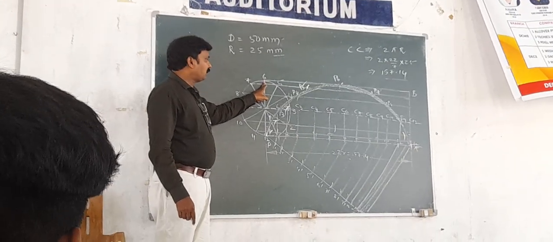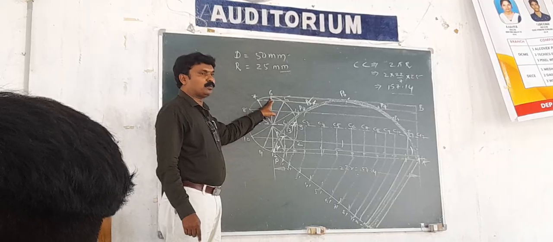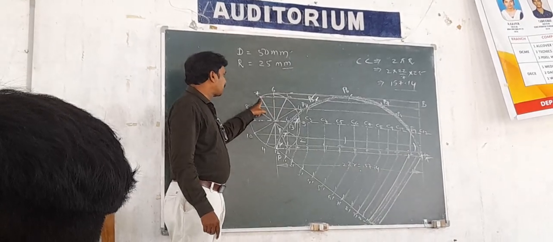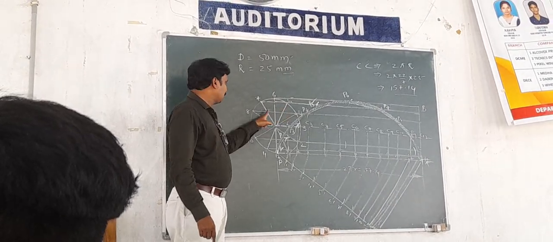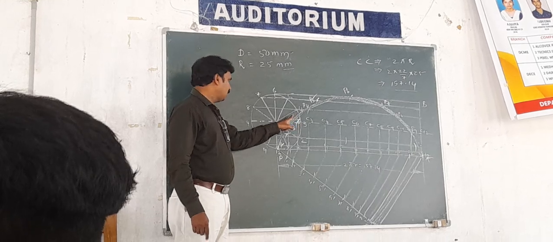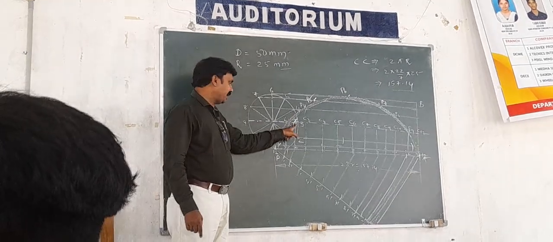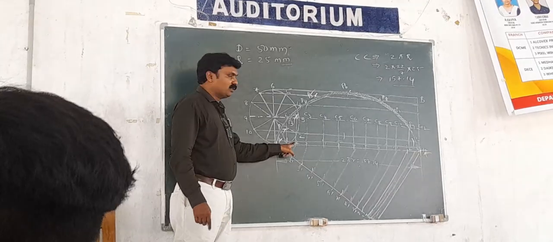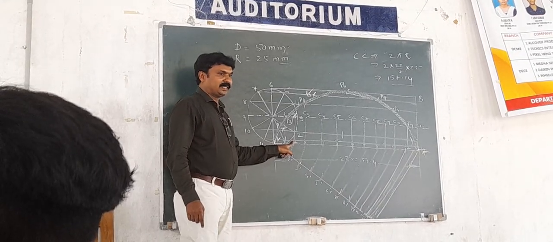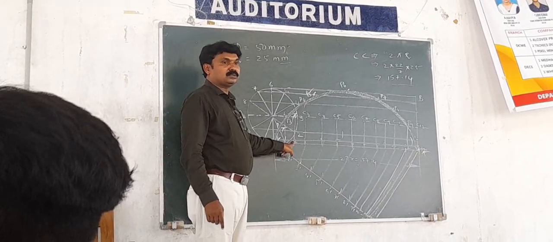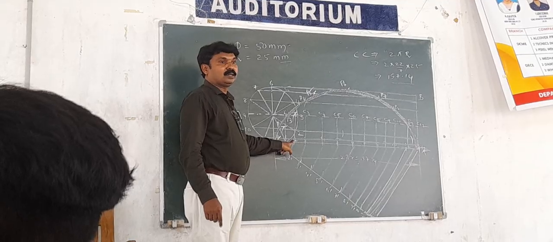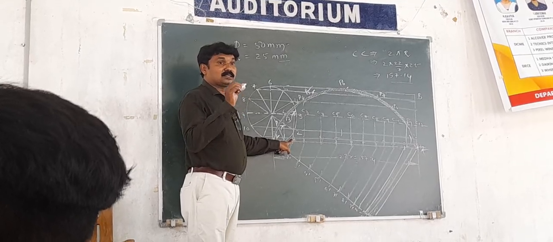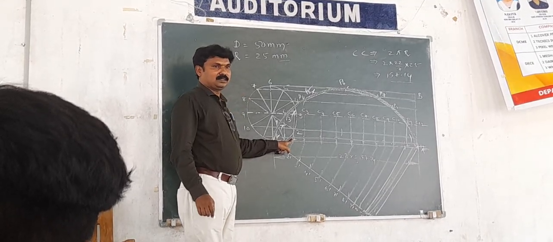Then mark the remaining points so that 7 and 5 will coincide, 8 and 4 will coincide, 9 and 3 will coincide, 10 and 2 will coincide, and then 11 and 1 will coincide. Then find out the length 2 pi r, which is nothing but the circumference of the circle.